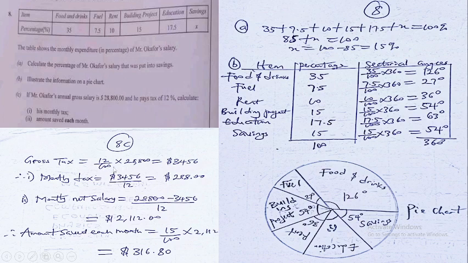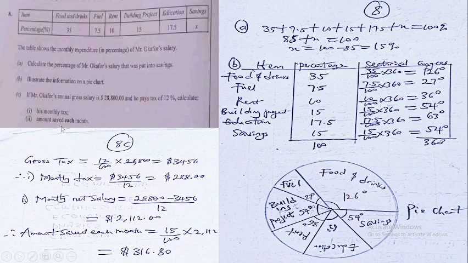So that will give us 12 over 100 times $28,800, and that will give us $3,456 as the tax he pays for the whole 12 months. Now, if he paid this tax for the whole 12 months, then we should be able to know the tax he paid in a month, which is the monthly tax. So how do we get that? By dividing the total tax he paid in a whole year by 12, and that will give us the tax he paid monthly, and that means he will pay $288 per month as the monthly tax.